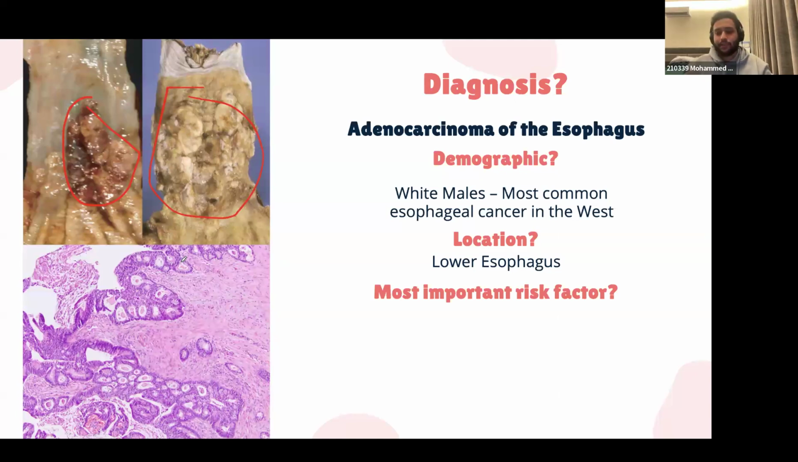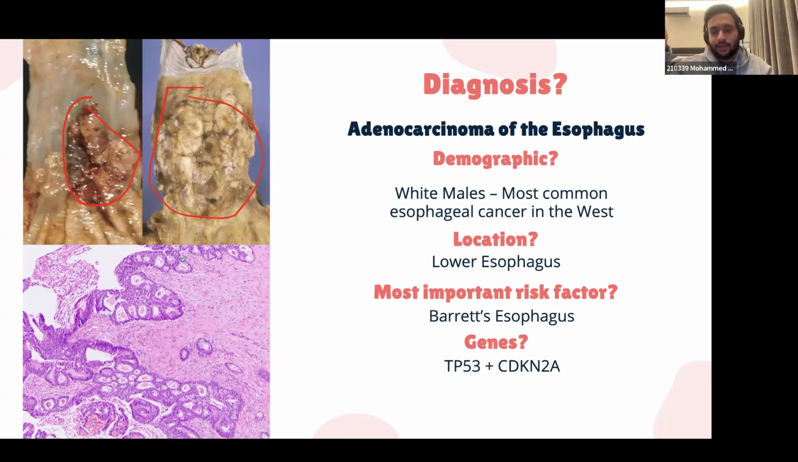What is the most important risk factor for this cancer? Excellent. Barrett's esophagus. Barrett's esophagus is the most important risk factor. There are other risk factors. However, this is the most important one that you need to remember. Are there genes involved? What genes? Good. One more. Perfect.